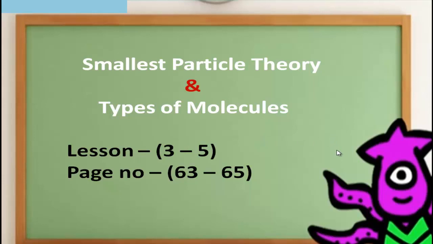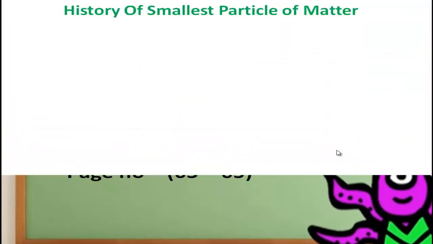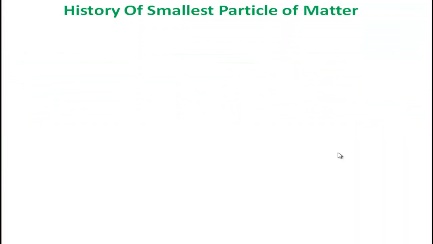At first, smallest particle theory. Before starting smallest particle theory, you should know the history of the smallest particle of matter. In previous class, you have known that matters are composed of very tiny particles, isn't it? And these tiny particles are actually this smallest particle. And about this smallest particle, actually there was a great history. That is, since different times for many years, different scientists and philosophers have given their opinions.